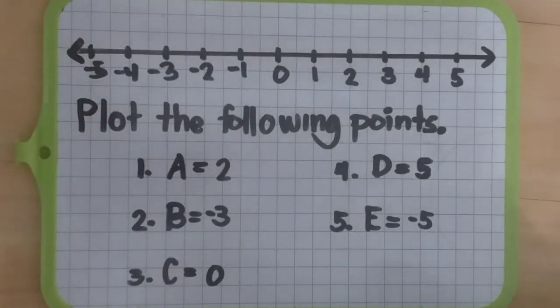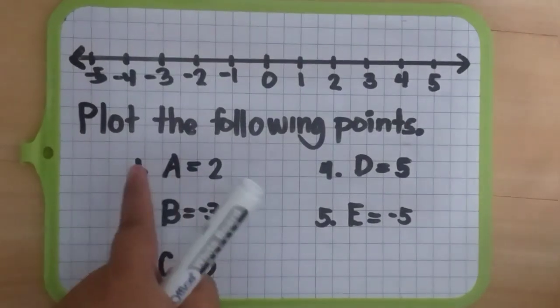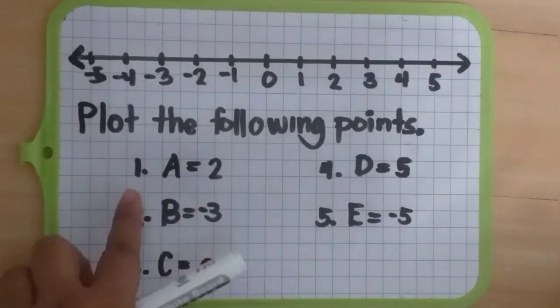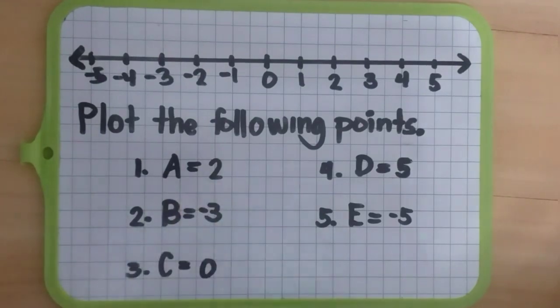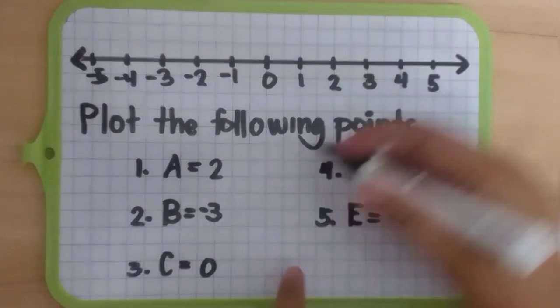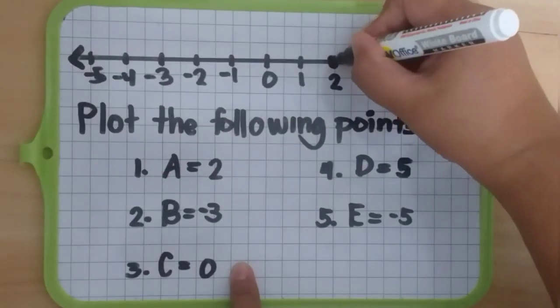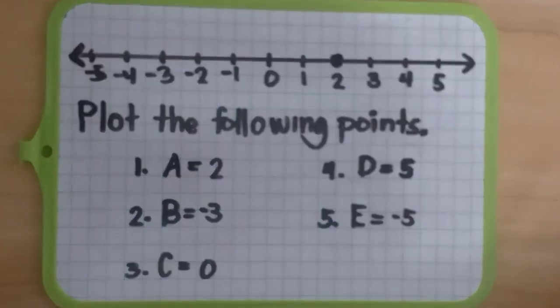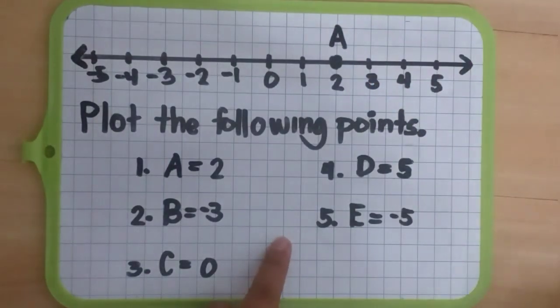So, let us begin. Let us plot the following numbers. So, we have here the given. Plot the following points. So, for number 1, we have A is equal to 2. Sa pag-plot ng points, hanapin lang natin yung number 2 and then lagyan ng period. And then sa taas, ilagay natin yung letter A.